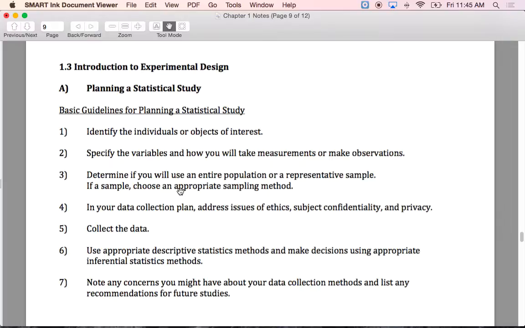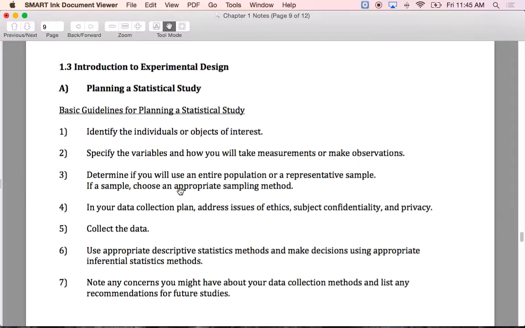Specify the variables and how you will take measurements or make observations. Determine if you're going to use an entire population or a sample. If a sample, make sure you use the correct method. So we have already talked about individuals, variables, sampling methods, all those. And your data collection plan address issues of ethics, subject confidentiality, and privacy.